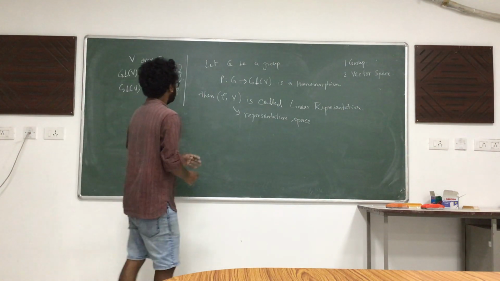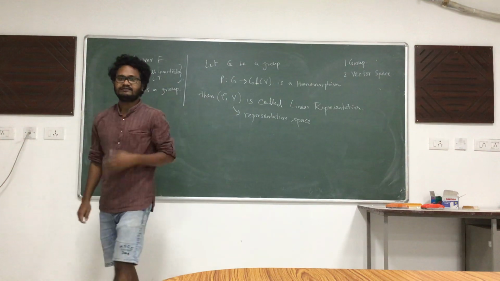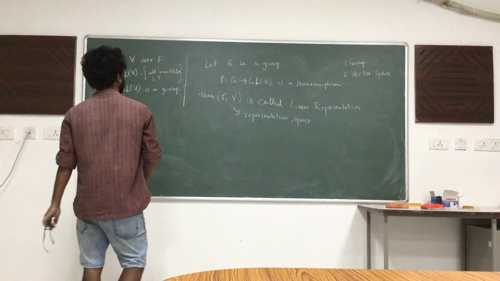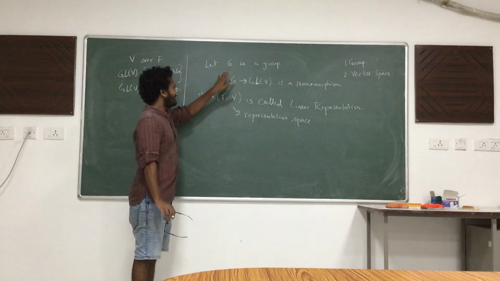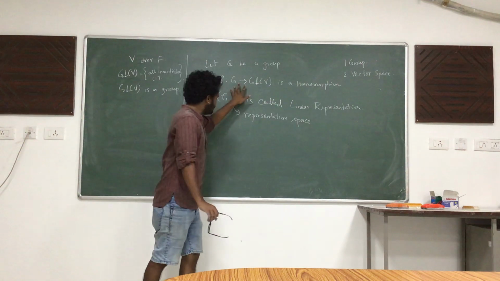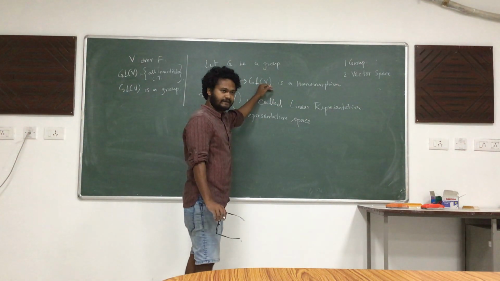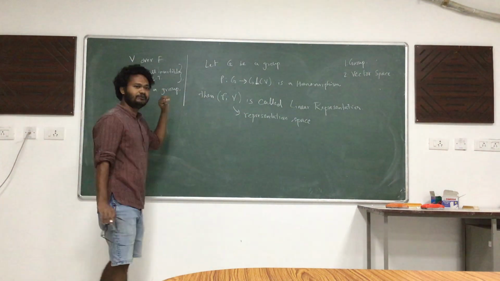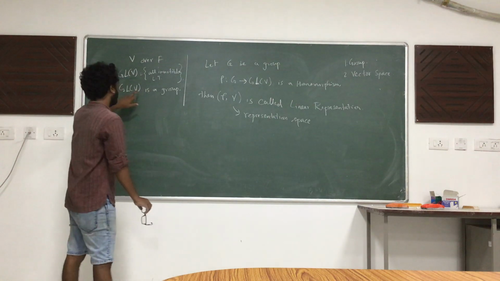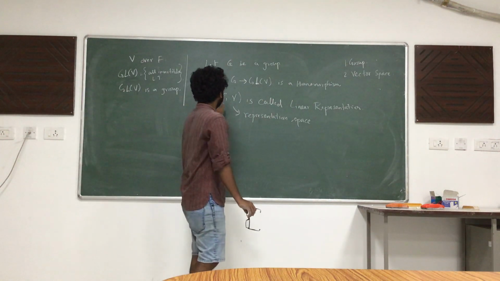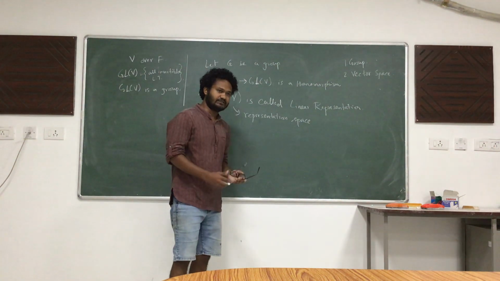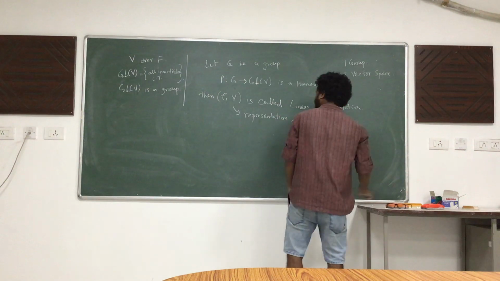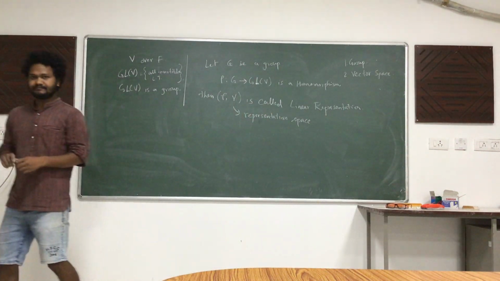So this part is clear. So let's take any group, and if we can give a map from that group to GLV, the general linear group of a vector space V, then we say this is a representation. So representation is defined by this. This is the definition. Let us take some example of this.